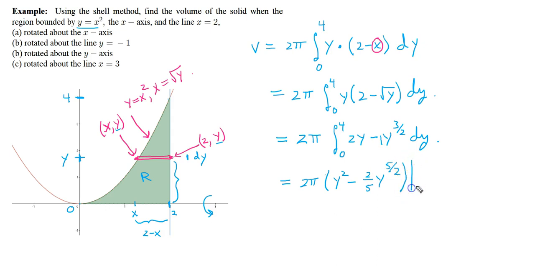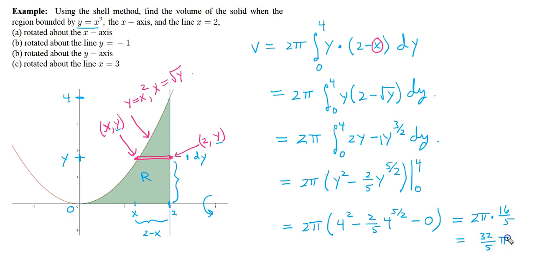And then we need to evaluate that from 0 to 4, and all of this right here will evaluate out to 16/5. And so we're getting 32/5 pi. And there you go. That's our answer for rotating this region around the x-axis. Notice we could have done this with the disk method as well.